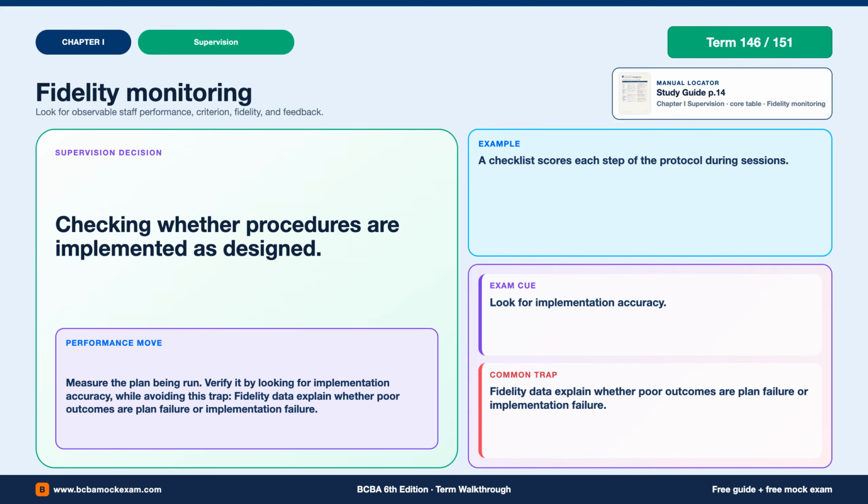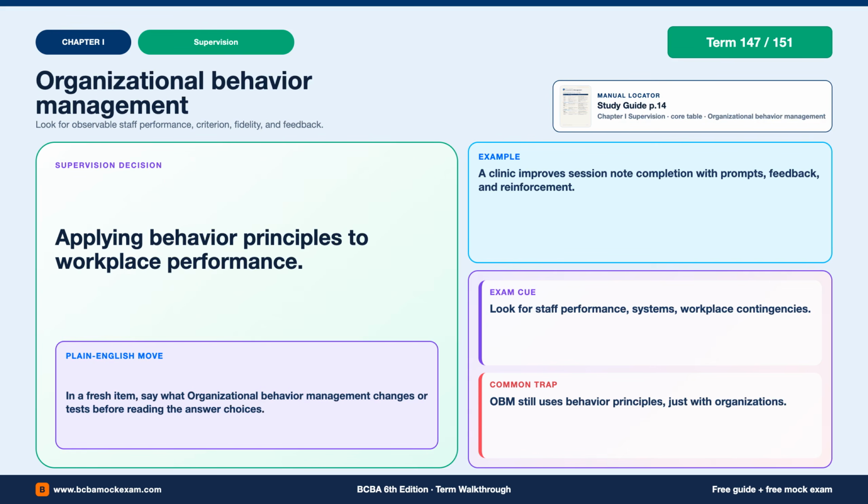Before moving on, can you tell whether the trainee has demonstrated competence, not just heard instructions? Organizational behavior management. OBM applies behavior principles to workplace performance. A common wrong turn is forgetting that staff behavior is still behavior. In plain English, it means applying behavior principles to workplace performance.